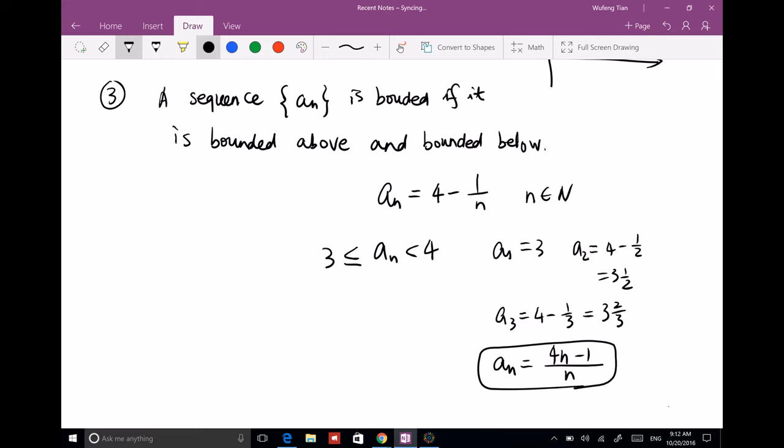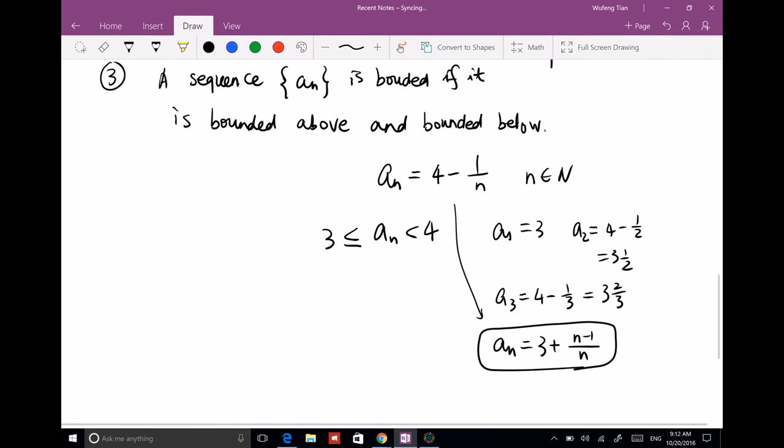So you always have 3 2/3, 3 3/4, 3 4/5, 3 5/6. The general form is 3 plus n minus 1 over n. It's the same idea: you change 1 into n over n. So basically, an has a lower bound and also an upper bound. The sequence is bounded.